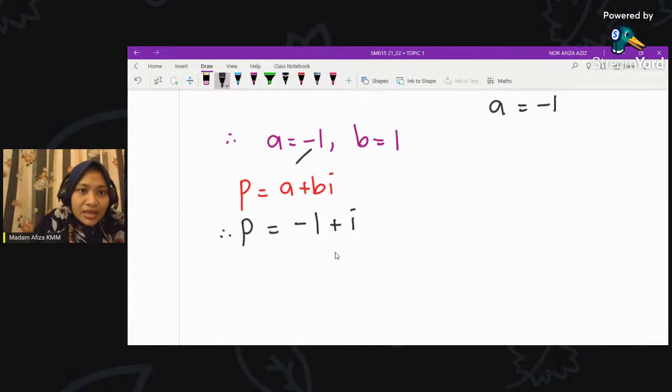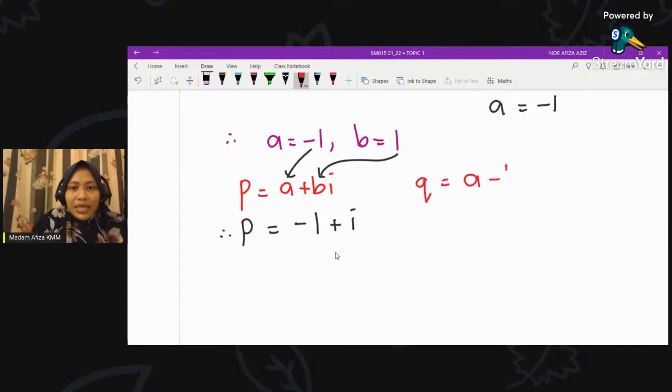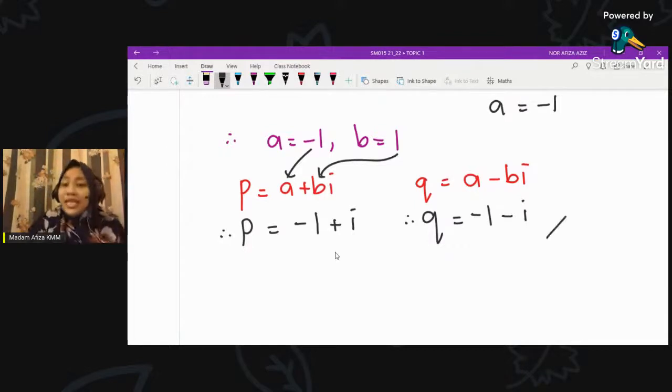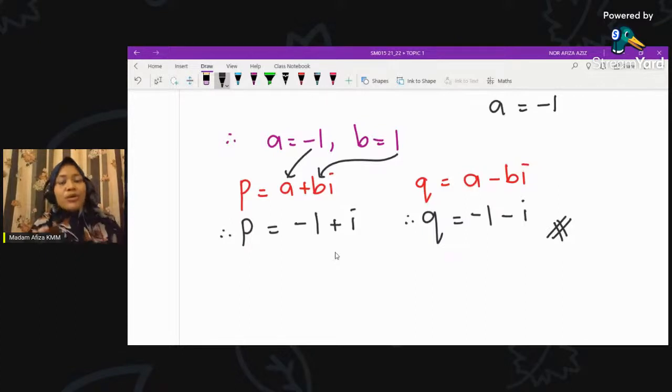Gantikanlah, sini negative 1, yang ni ganti dengan 1. So dapat yang ni. And Q, Q is the conjugate, A minus BI. So kita gantilah Q. Kat sini kita akan dapat Q is equal to A, A tadi negative 1, minus I. Okay, so this is the final answer, P and Q, where P and Q are complex numbers. Harapnya awak boleh faham.